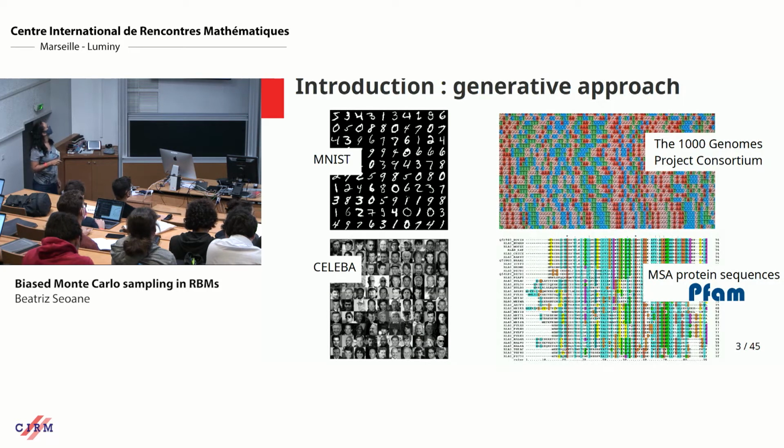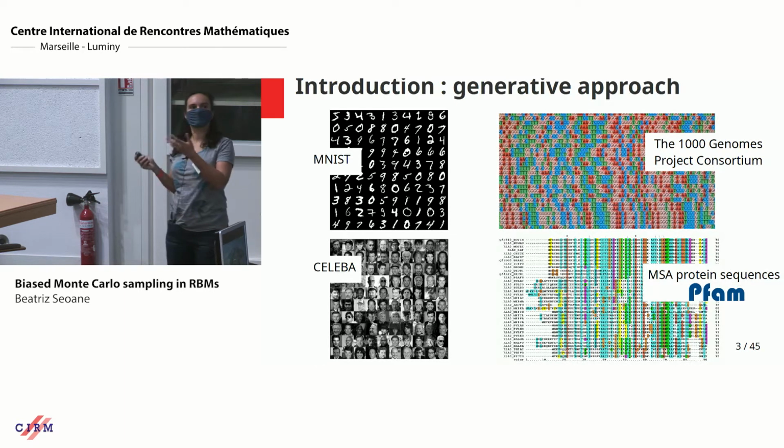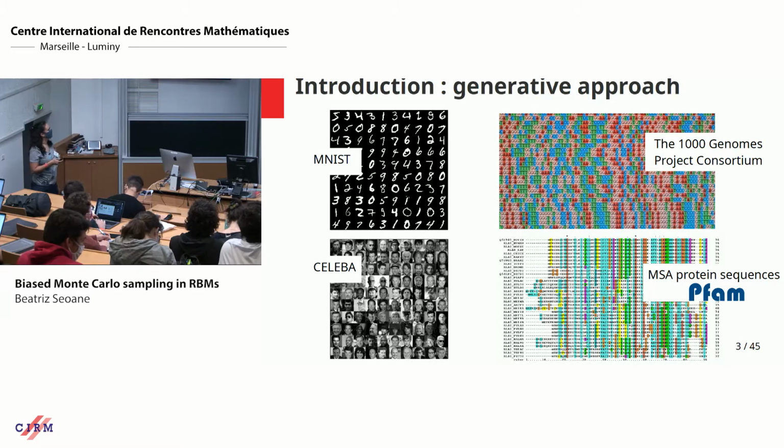Okay, so the generative approach is quite simple. We have data, we want to feed it to the machine, and we want the machine later to create new data that looks very much like the original data. I will show examples of MNIST, which is handwritten digits. It can be faces of celebrities. We have some data of genome sequences, and also, briefly, I will mention protein sequences, that are protein families, like it was introduced by Jerome, that are tied together by evolution.